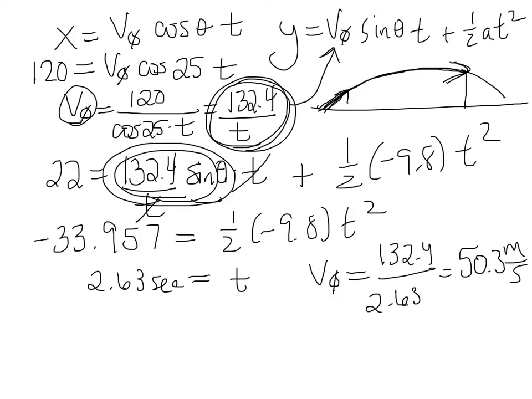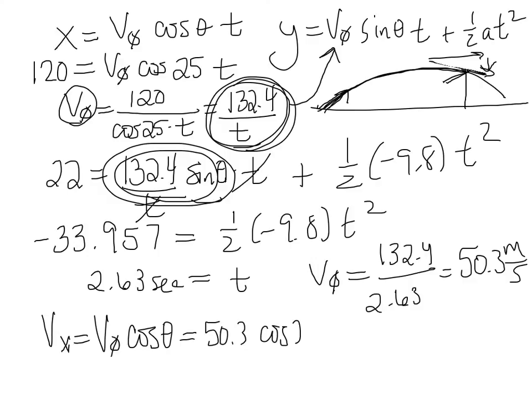Now for part C, we want to know the velocity at this point. I can't really draw a very good straight line there, but the velocity at that point is going to be a compilation of v sub y and v sub x. So I need to solve for both of those. So v sub x, of course, will be what it always was, which is v sub naught times the cosine of theta. So I'm going to go 50.3 times the cosine of 25, and I will get 45.6 meters per second. Okay, that's v sub x.